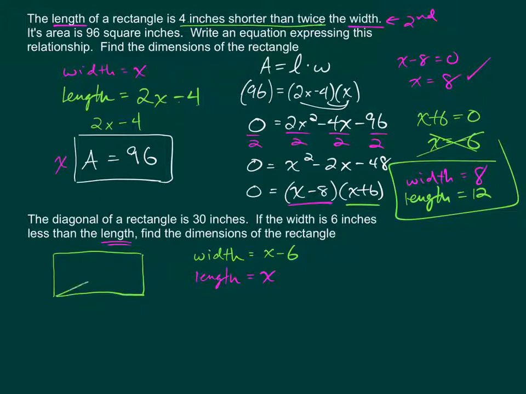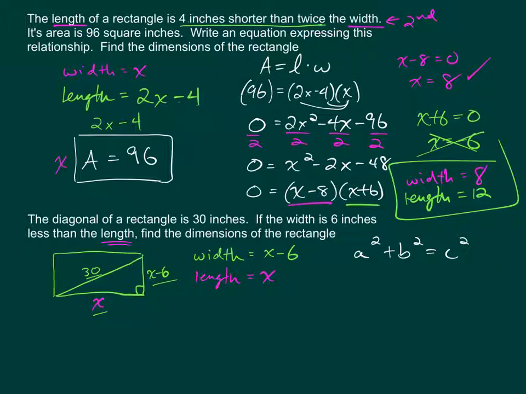And then we have this other piece of information here that says that the diagonal is 30 inches. So I'm going to go ahead and call this side the length, and I'm going to call this side the width, x minus 6. And we have 3 sides of a triangle. This means we will be using the Pythagorean Theorem. So the Pythagorean Theorem is a squared plus b squared equals c squared.